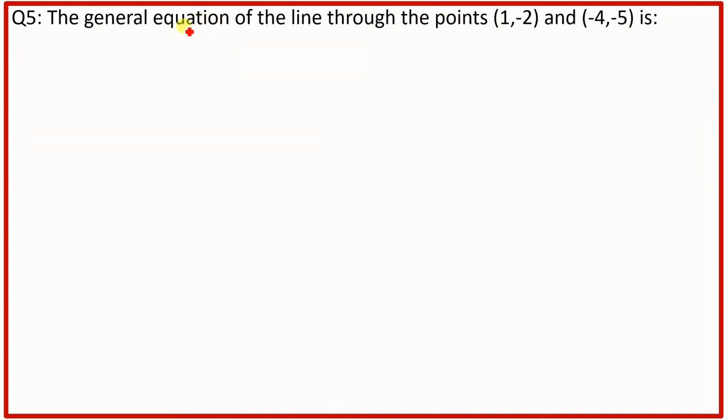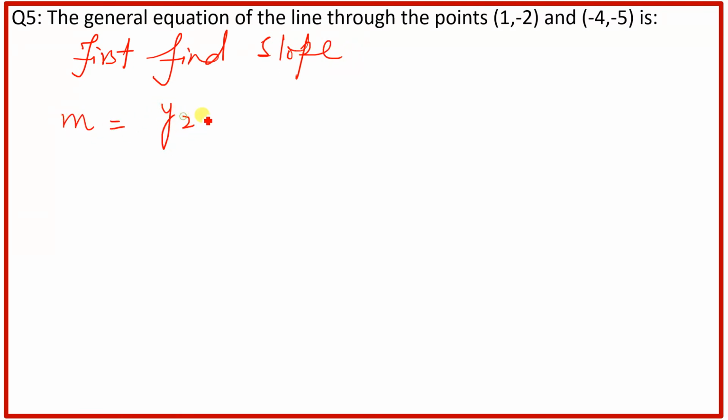Question number 5: the general equation of the line through the points given here. We have to find the equation of the line which passes through these two points. So first of all, we have to find the slope. And how will we find the slope? m is equal to (y2 - y1) divided by (x2 - x1).